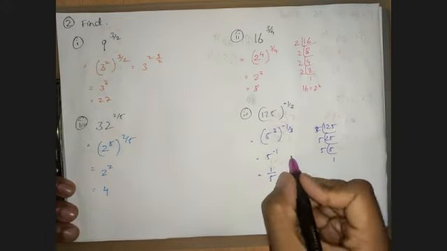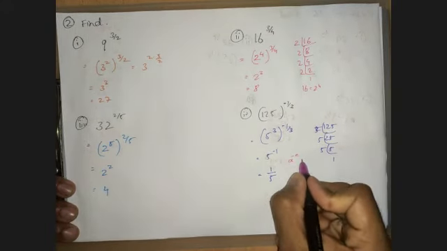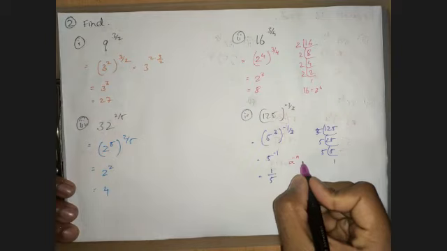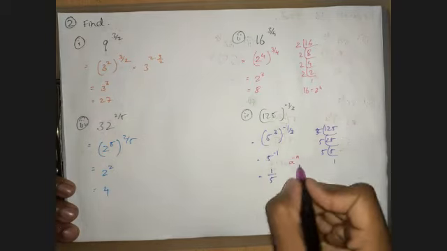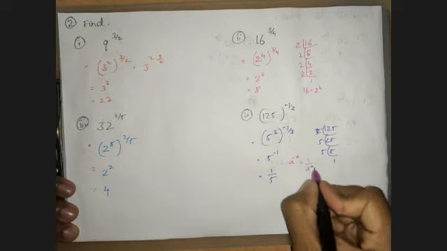Here, please do not get confused. A power minus n can be written as 1 by a power n.